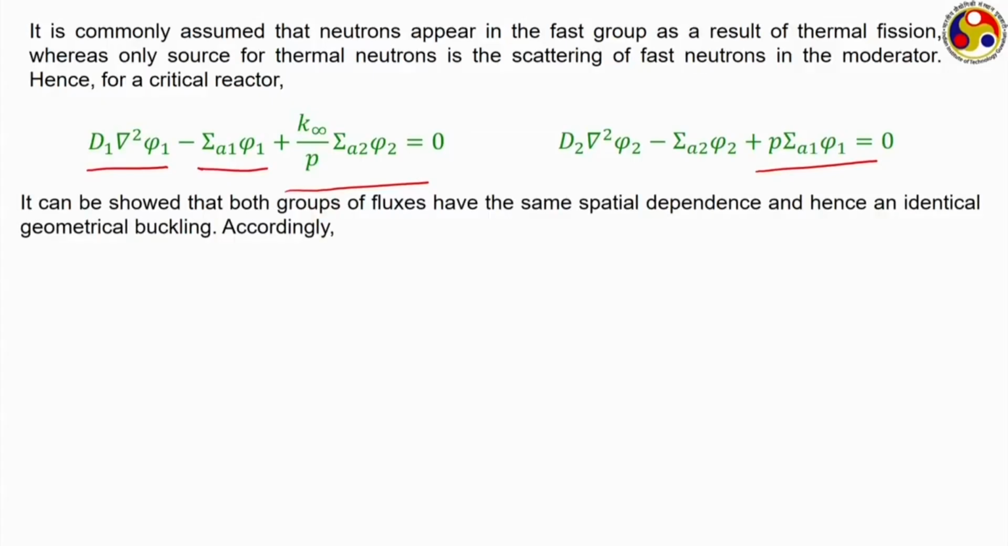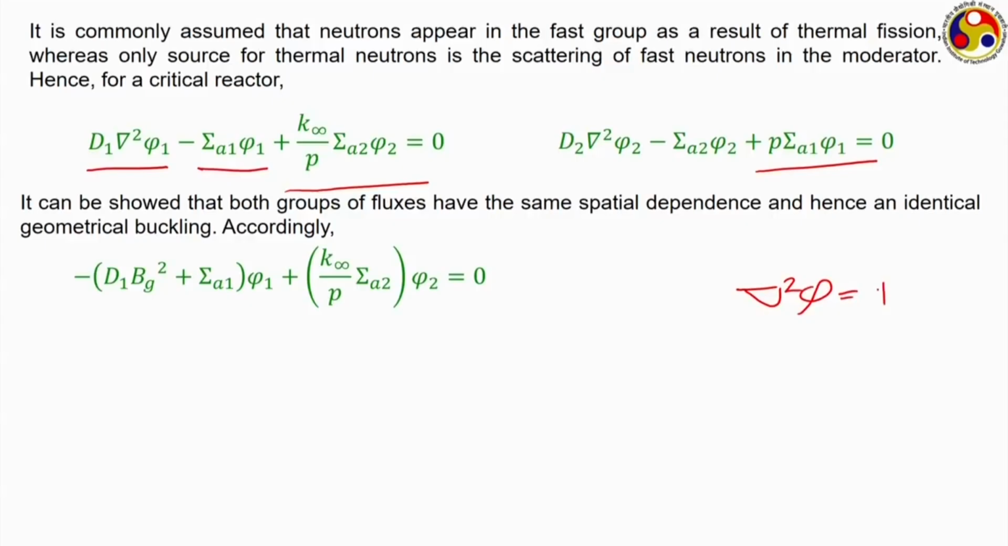Now, both kinds of fluxes generally show the same spatial dependence, and hence they have an identical geometrical buckling. Accordingly, the first equation takes this particular form. Here we have only the Laplacian of phi as the buckling times phi, or minus of that rather, or you can also write this plus this is equal to 0, an equation which we have repeatedly used.